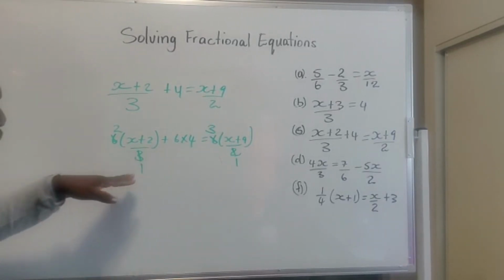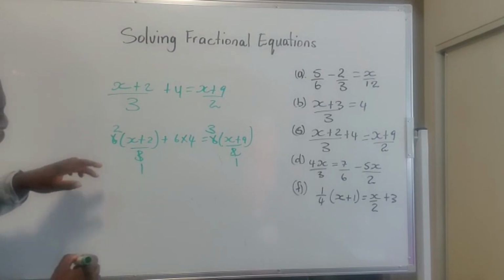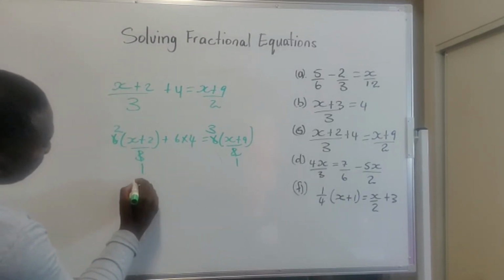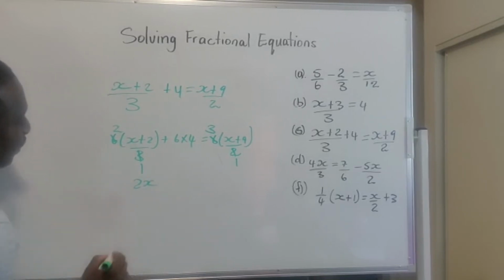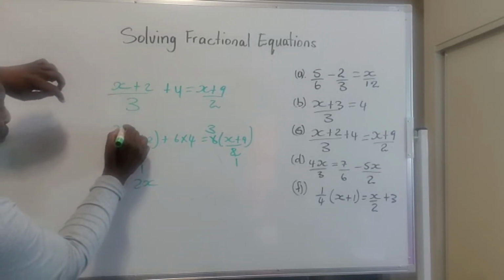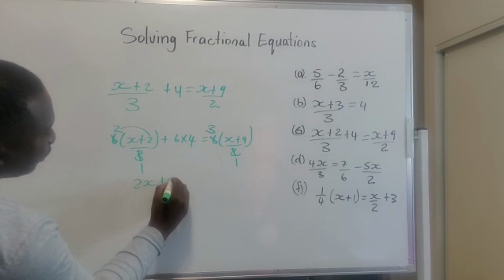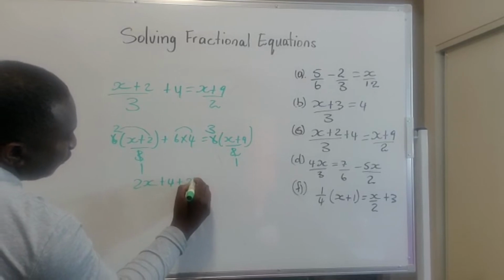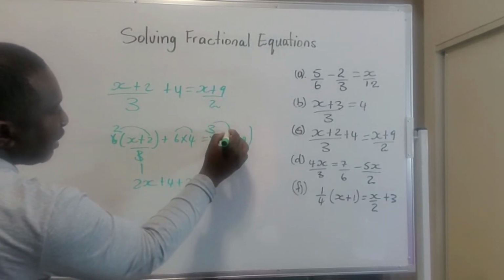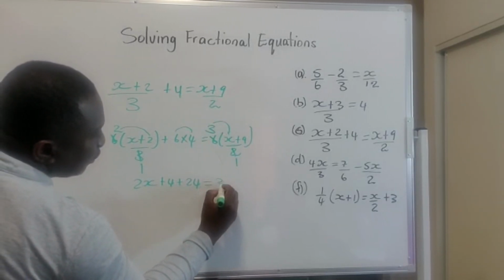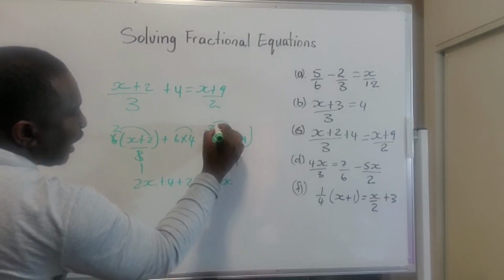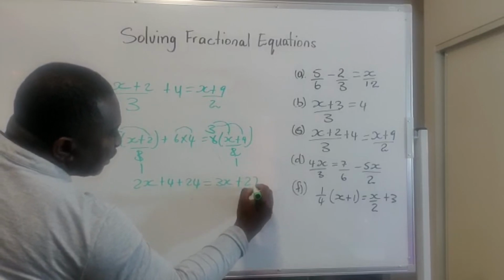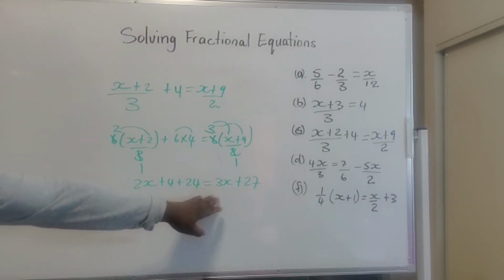Now we're making it into a linear equation. Now we multiply what's out the bracket by what's inside. 2 times x will give us 2x. 2 times 2 will give us positive 4. 6 times 4 will give us positive 24. 3 times x will give us 3x. 3 times 9 will give us a positive 27.